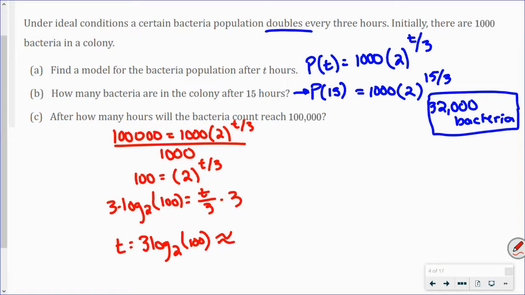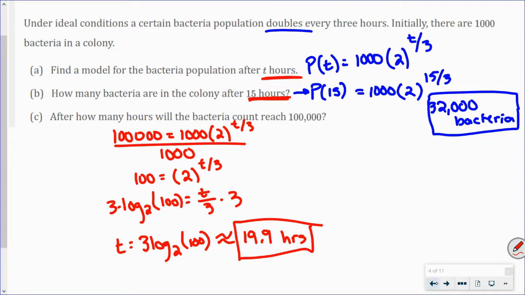Don't forget, alpha window is how you can get to other logarithms. This is about 19.9 hours. Kind of got to go back and look at your label. What was T in? And T was in hours.